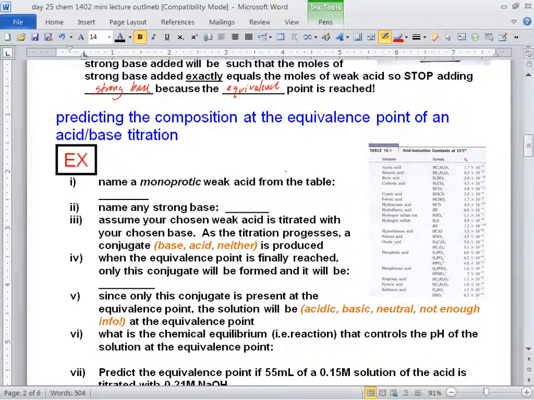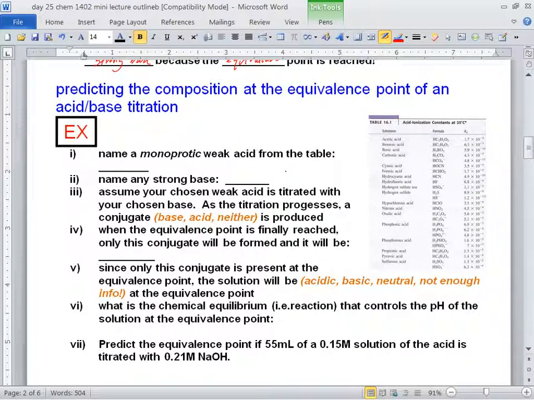Okay. Now let's do this one step at a time here. We've got a table. Alyssa, give me a name of a weak acid from that table. I don't know if you can read your table, but sulfurous acid. There it is. She picked the bottom guy, H2SO3. Sulfurous.